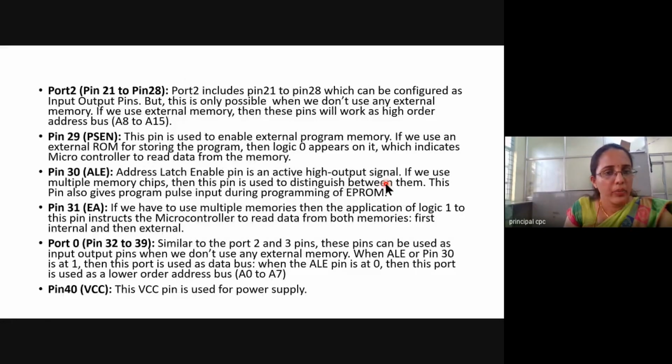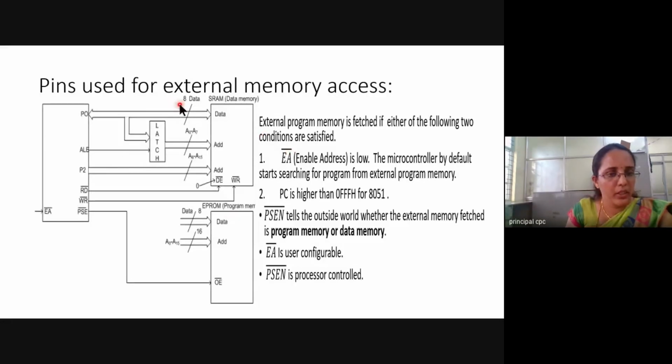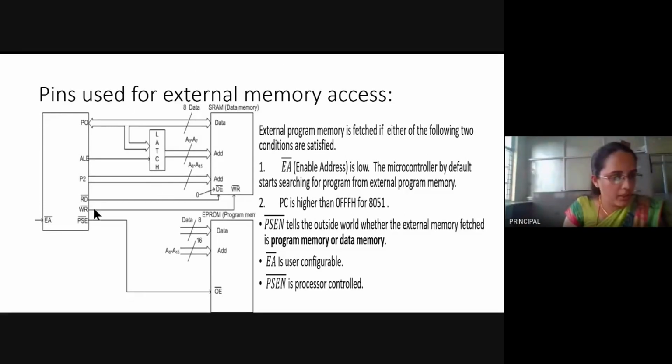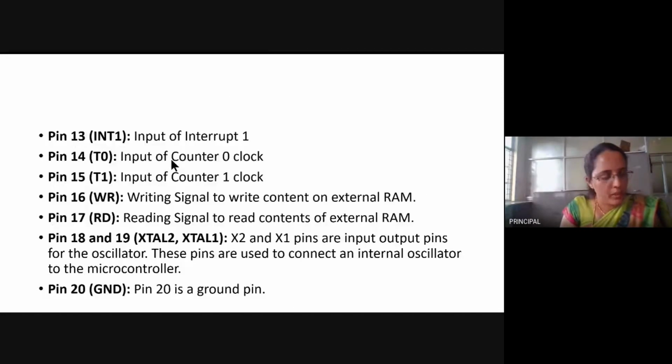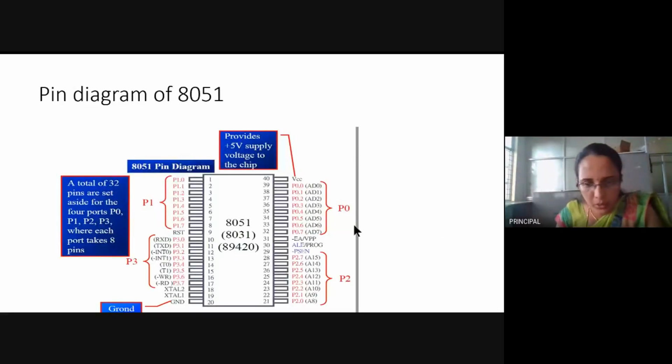And as you can see here, pins used for external memory access. So EA bar, the external access pin, should be grounded in order to fetch the data from program memory or data memory. First thing, EA bar should be grounded, and you have ALE, address latch enable. As I said earlier, port 0.